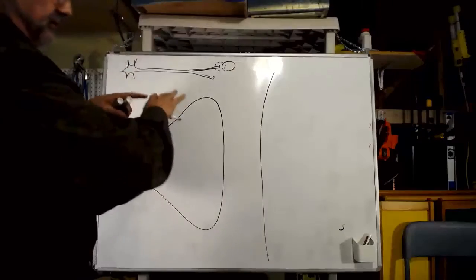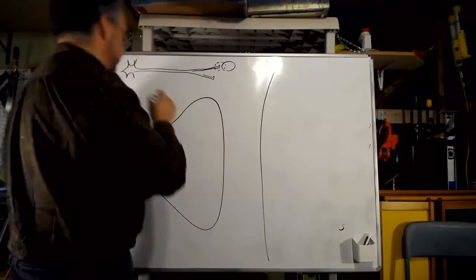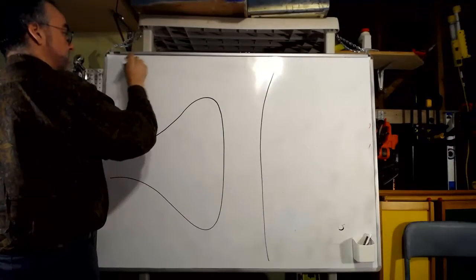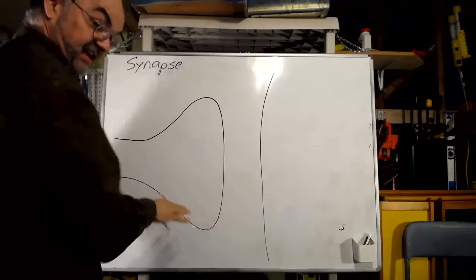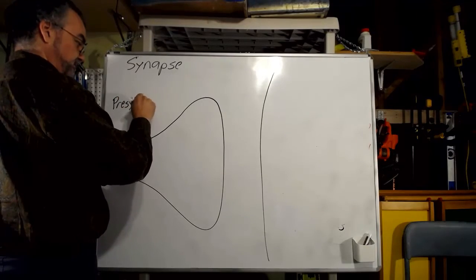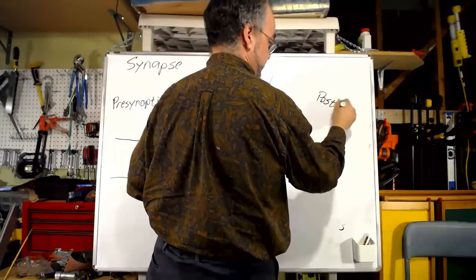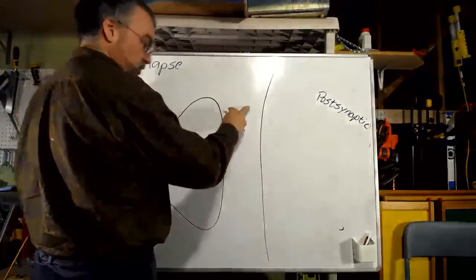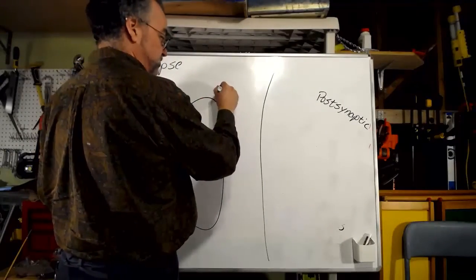The name for this whole junction is a synapse. So this, the axon terminal part, is the presynaptic cell. This is the postsynaptic cell. The two of them are not physically touching usually. Instead, there is a very small gap between them.